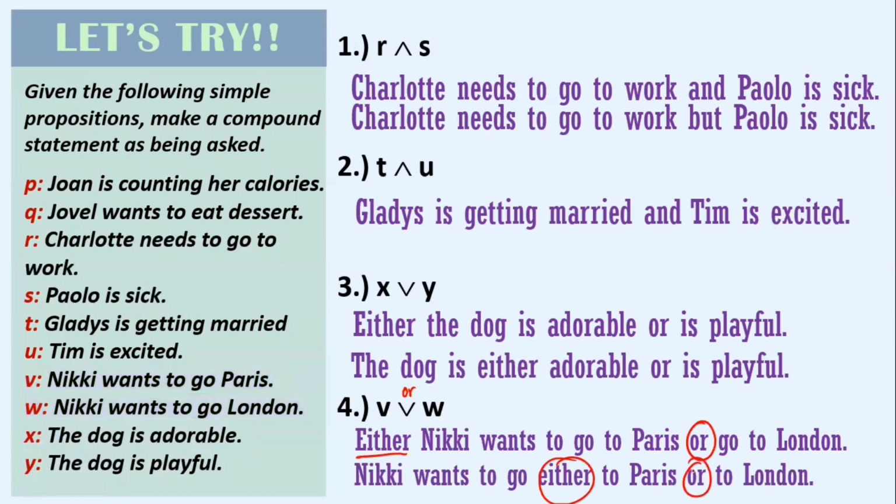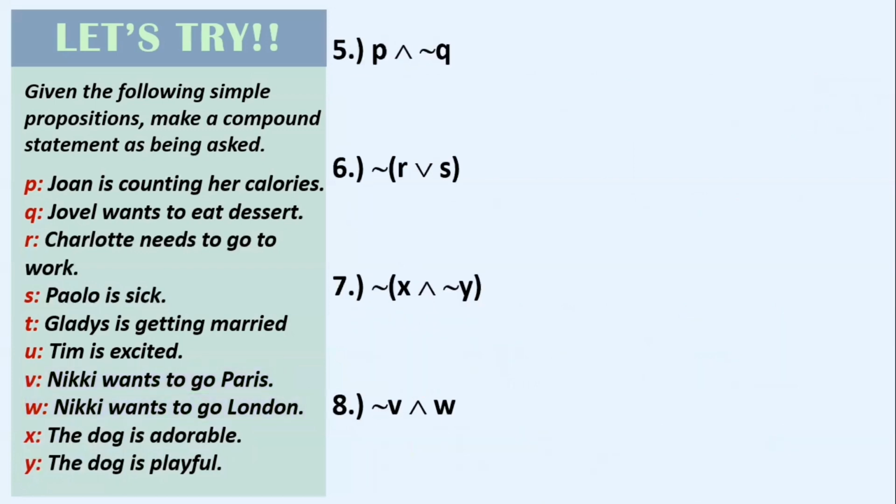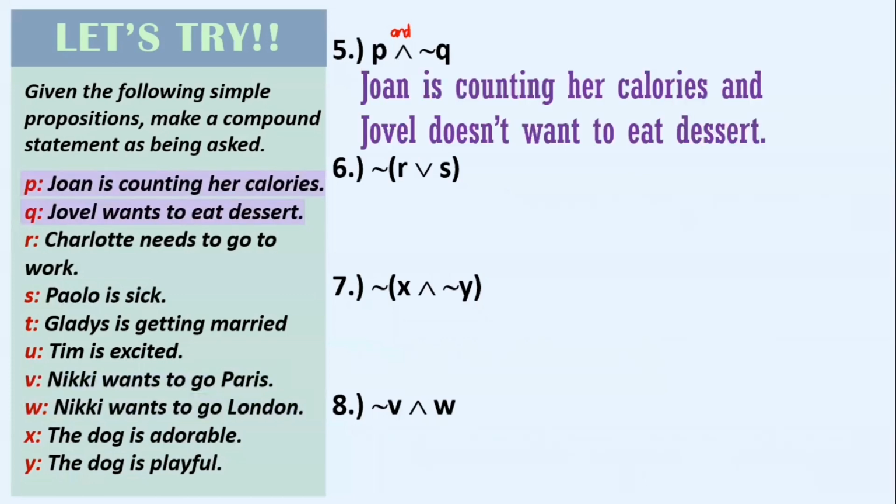Next example, number 5: P and the negation of Q. Again, the inverted V means "and," or conjunction, and Q is negated. So we take P and Q, but Q is negated. Therefore: Joanne is counting her calories and, this is the "and," Jovel doesn't want to eat dessert. So Q is negated, and this is our P.